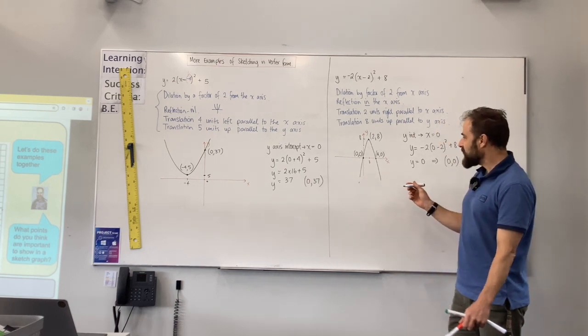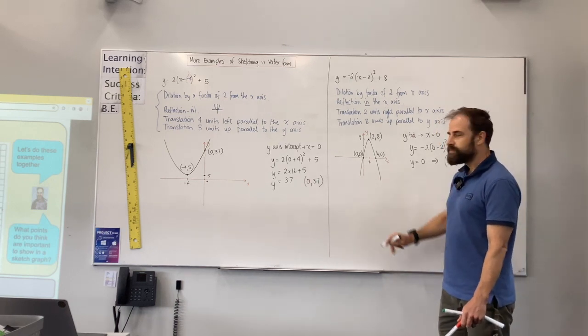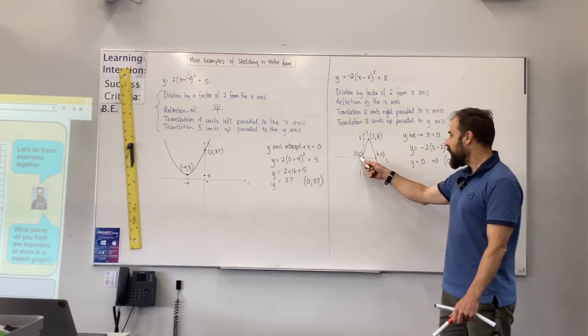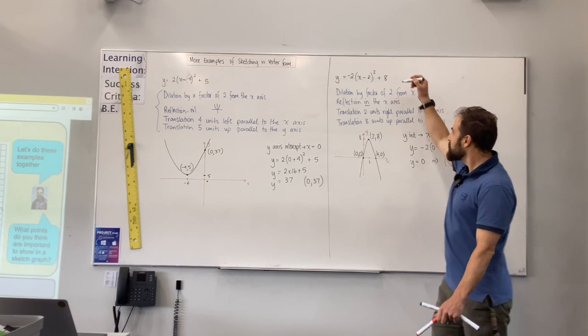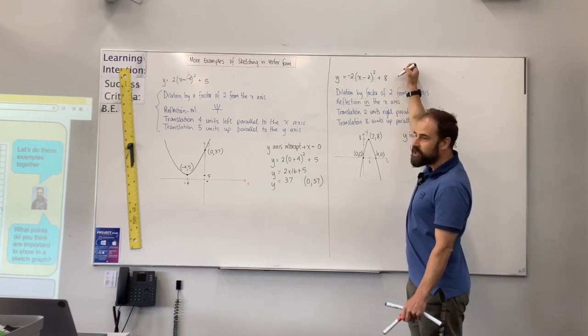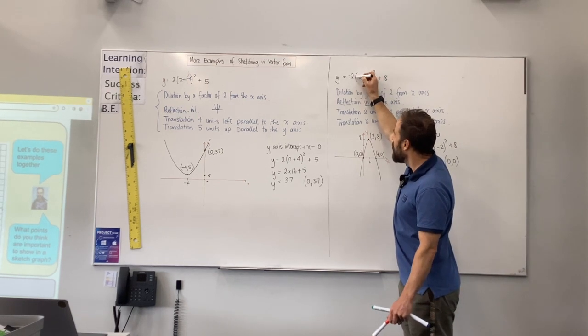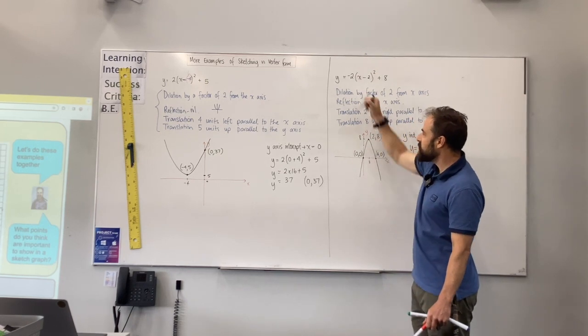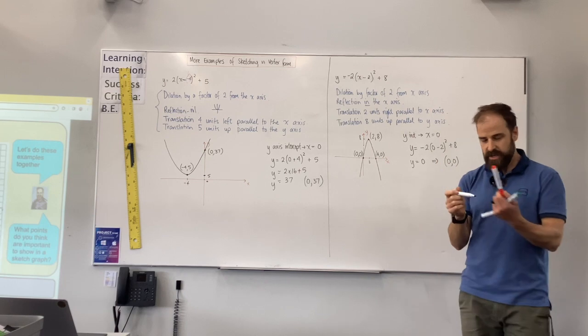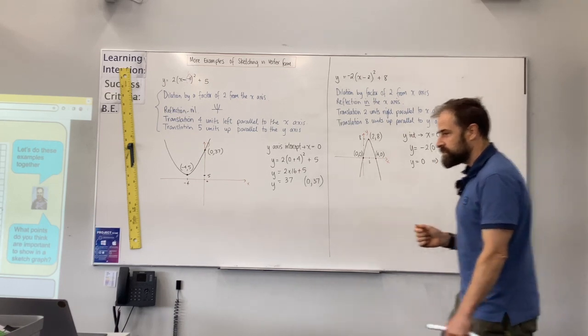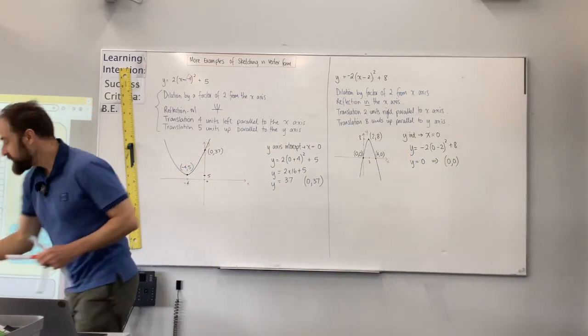Have I labelled all of my key features? Yes. Y-axis intercept, turning point, x-axis intercepts, all labelled. So I have all key features, and because I've got all of those key features, I have shown the dilation, I have shown the reflection, and I've shown the translations. Okay? Repeat, repeat, repeat. Let's do another one.